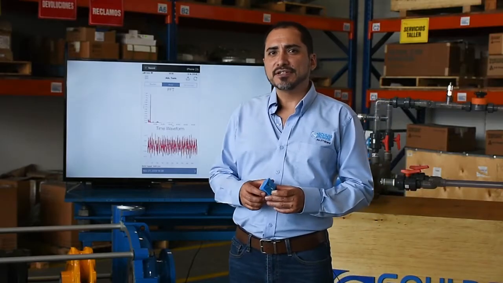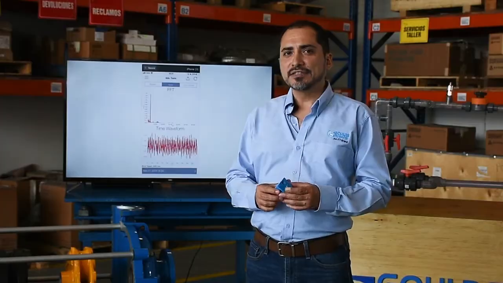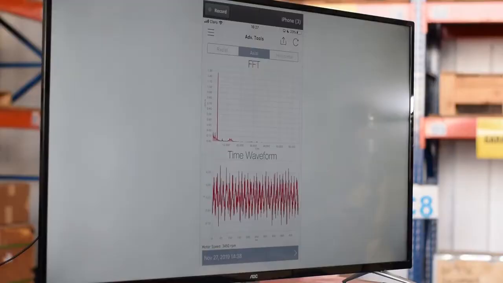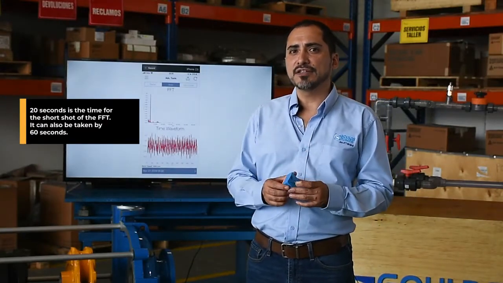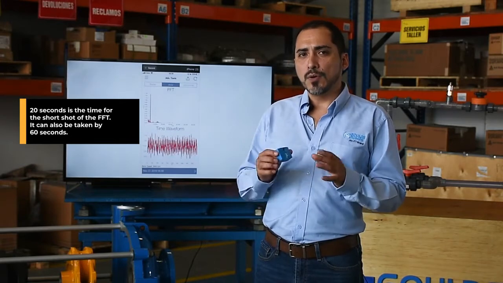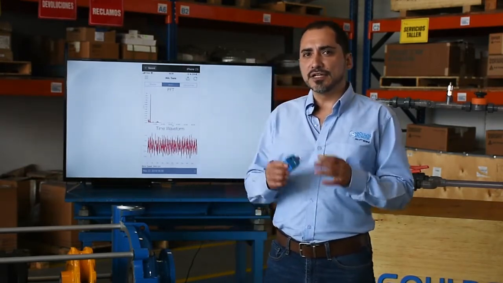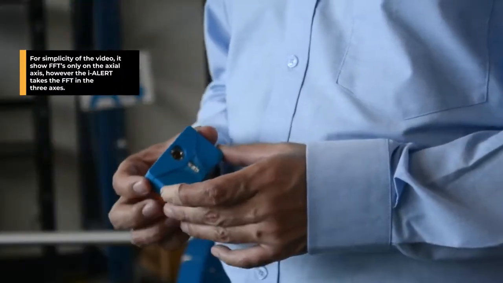The app asks the sensor to measure the vibration for 20 seconds. Then the sensor itself performs the FFT algorithm. When finished, it sends the file with the time waveform and the FFT spectrum to the tablet. I want to emphasize that this is one of the two ways to obtain the FFT. Probably the most useful is the automatic mode, when ALERT performs it every time it detects an alarm condition.